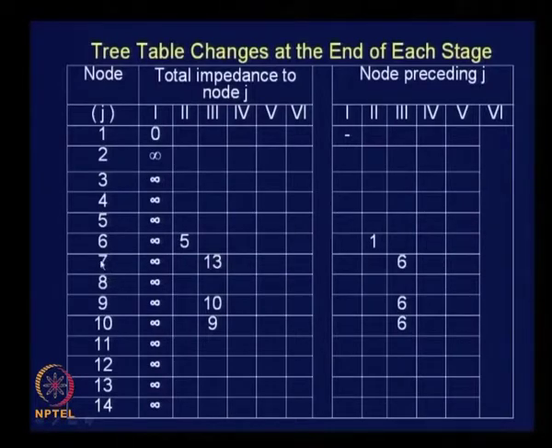Now, to reach 7, total impedance to node J is 13 minutes, for 9 it is 10 minutes, for 10 it is 9 minutes. The node preceding 7 is 6, preceding 10 is also 6, preceding 9 is also 6. Preceding nodes are also written down. These are necessary to finally get the minimum path. That is the idea of writing down the preceding nodes, otherwise you will not be able to get the link connectivity. Clear?